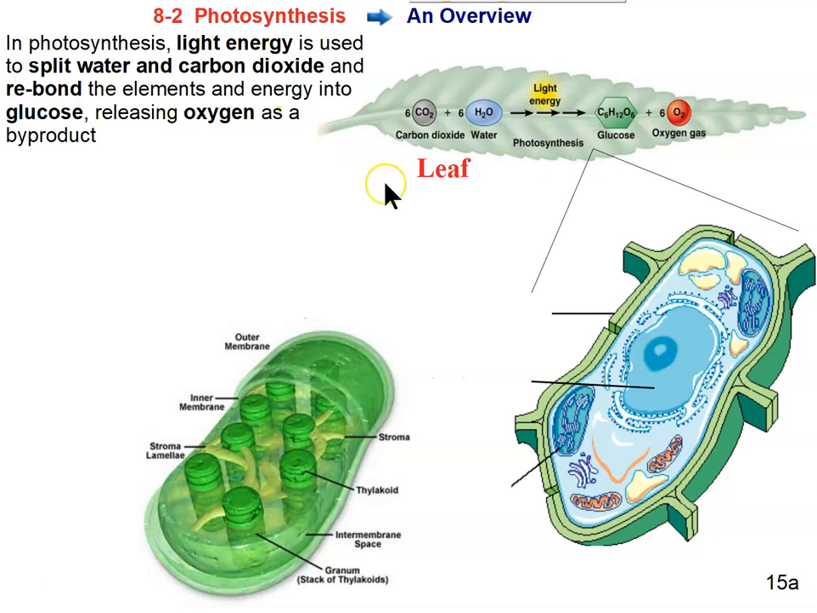But overall, what the process of photosynthesis does is it uses light energy to split water and carbon dioxide and rebond the elements and the energy into glucose. And oxygen is a byproduct. Okay? Overall, that's what photosynthesis does. And it's a magical process because it powers all life on the surface of the earth where there is light.